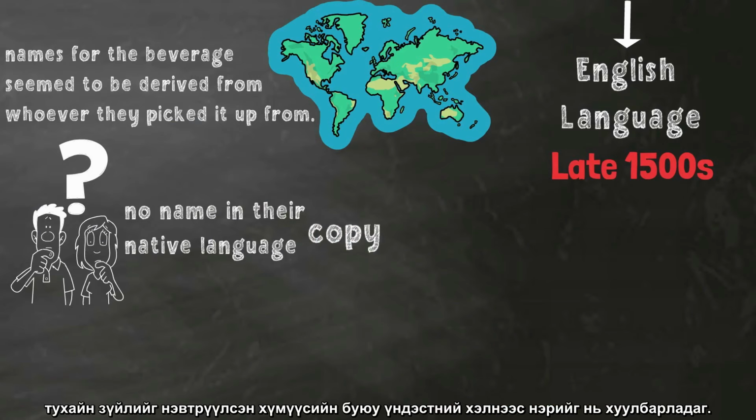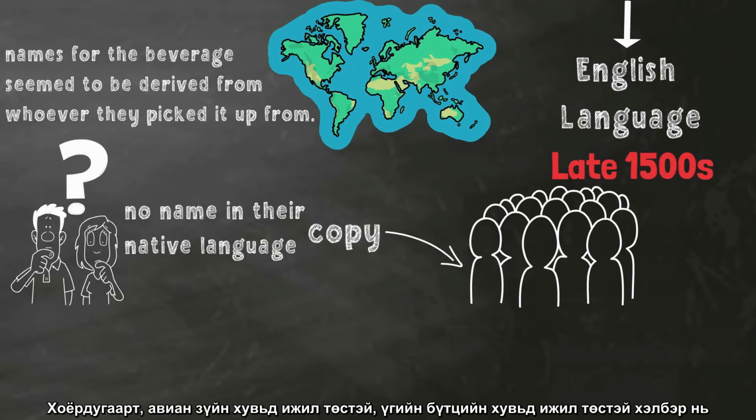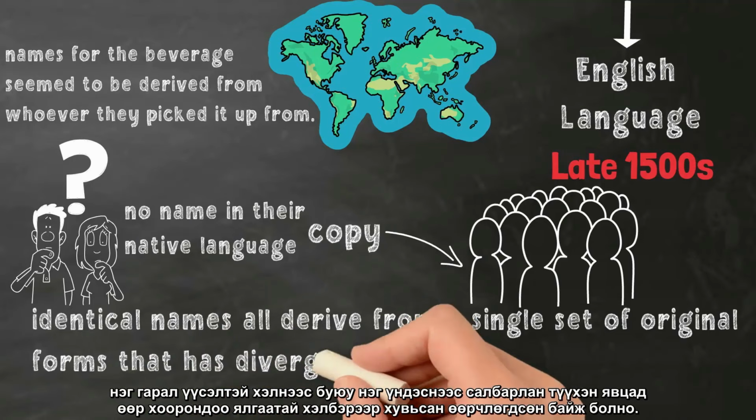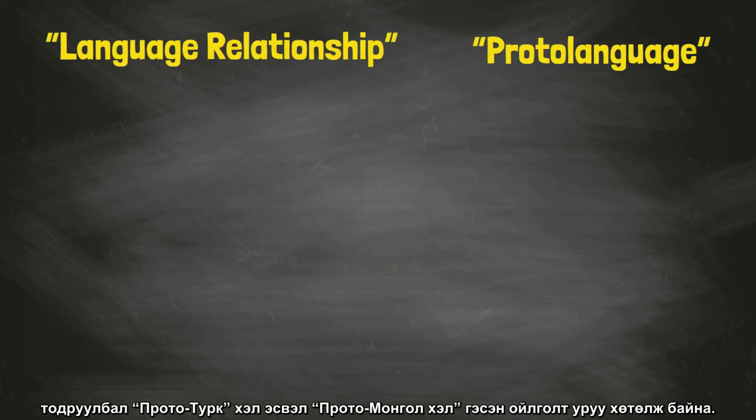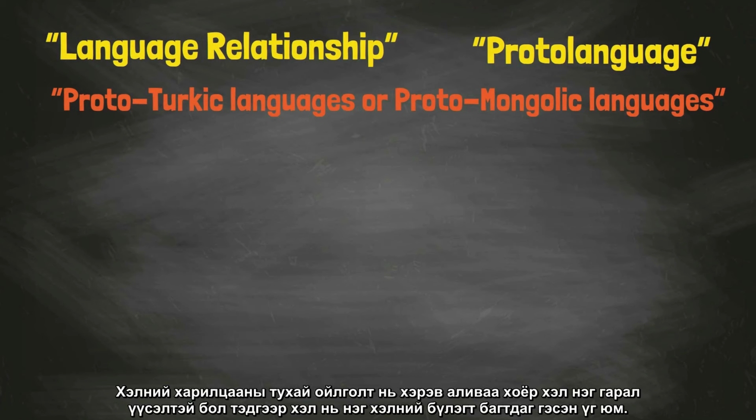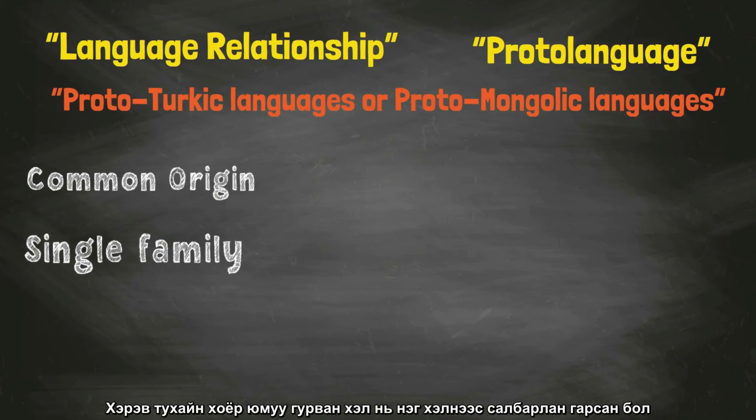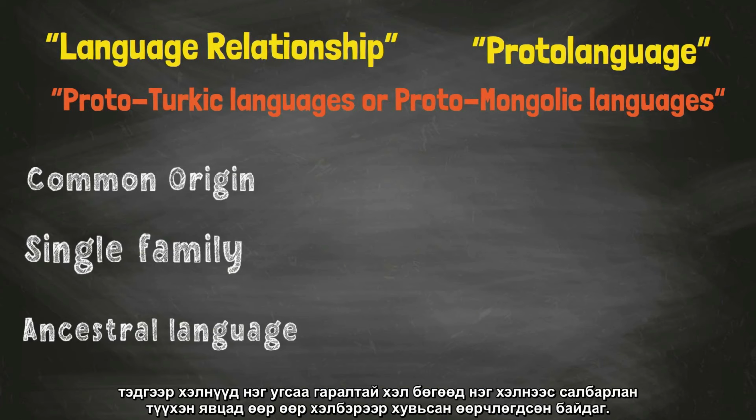Second, it could be that these forms that sound similar and have identical names all derive from a single set of original forms that has diverged differently in each case throughout the history. This brings us to the important concept of language relationship or proto-language. More specifically, for example, proto-Turkic languages or proto-Mongolic languages. The concept of language relationship considers that if two languages have a common origin, this means that they belong to a single family of languages. If two or three languages are derived from some other language, there was some ancestral language from which all three were descended by changing in different ways.